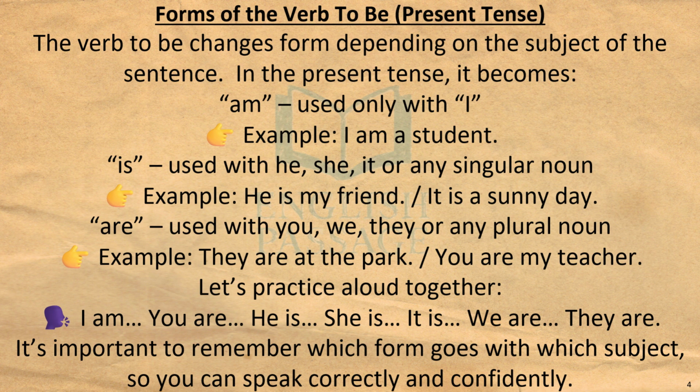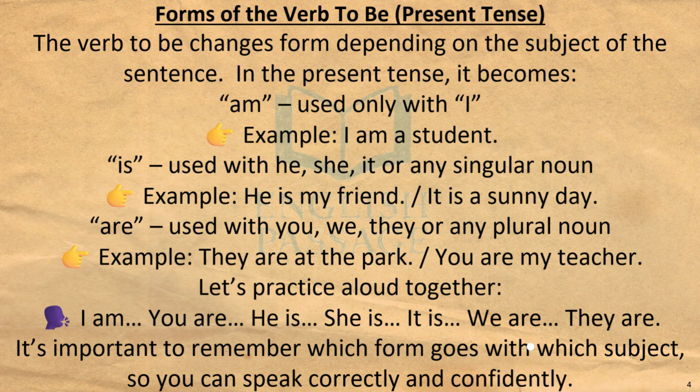Forms of the verb to be, present tense. The verb to be changes form depending on the subject of the sentence. In the present tense, it becomes am, used only with I. Example, I am a student. Is is used with he, she, it, or any singular noun. Example, he is my friend. It is a sunny day.